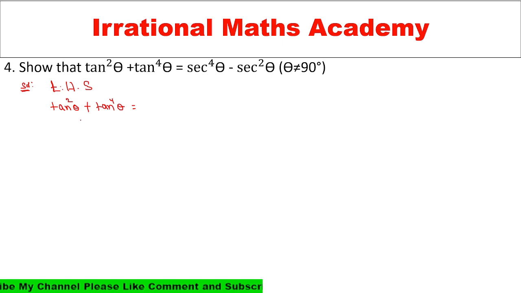Whenever you are solving this one, be careful. Here, tan square theta plus tan power 4 theta is there. From both, tan square theta I can take common. So if I take tan square theta common, I'll be left with 1 plus tan square theta. Whenever you are taking common, let me write down here.